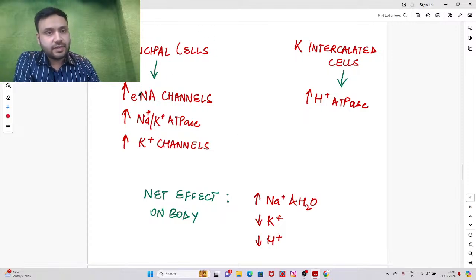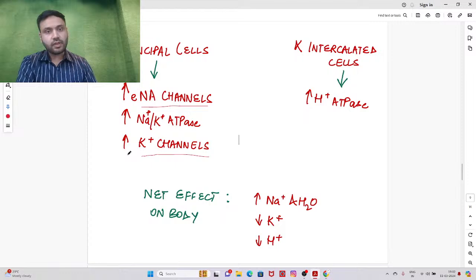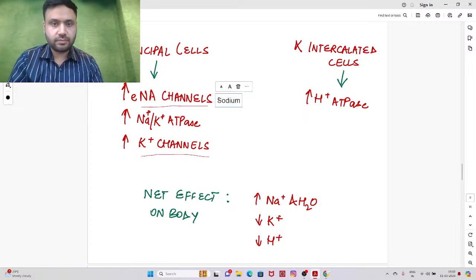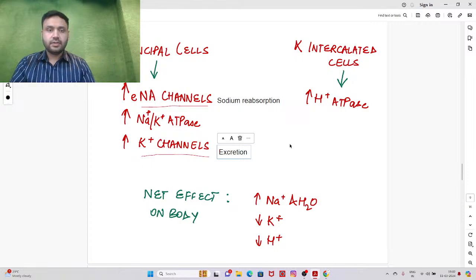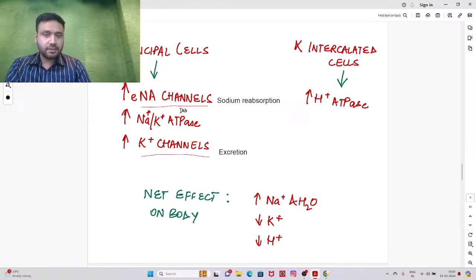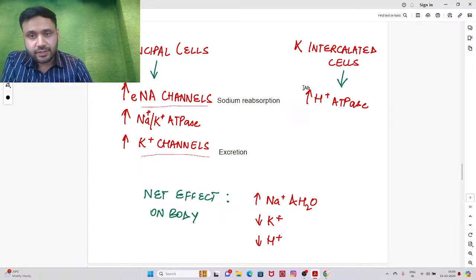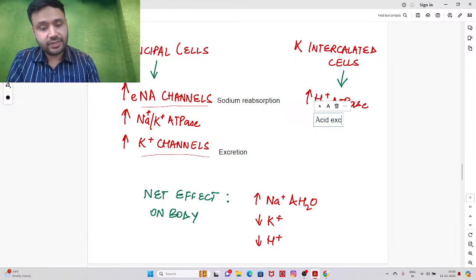So principal cells have epithelial sodium channels and potassium channels on the luminal side. What aldosterone does is increase epithelial sodium channels and potassium channels. So it causes sodium absorption, sodium reabsorption, and potassium excretion. Similarly, the sodium potassium ATPase pump helps it. Similarly, alpha intercalated cells have increased expression of hydrogen ATPase channel, which will cause increased acid excretion.